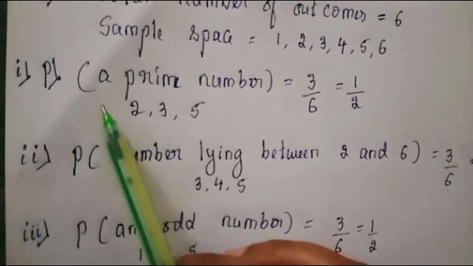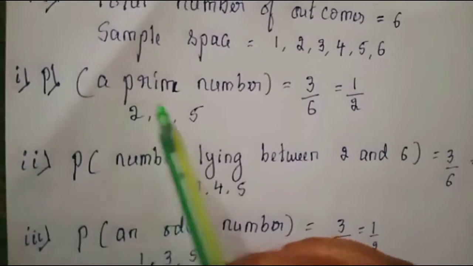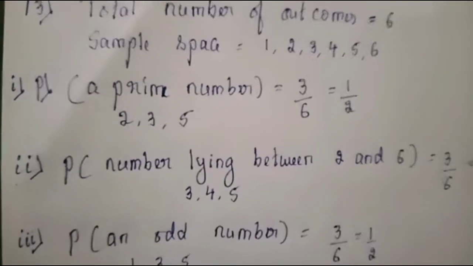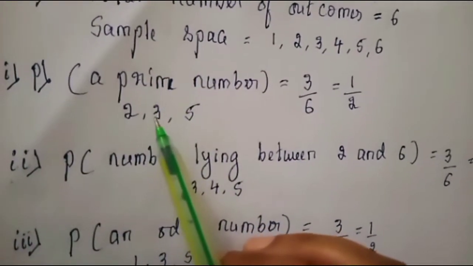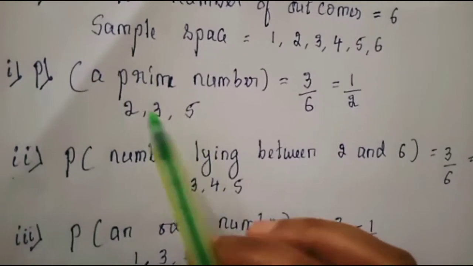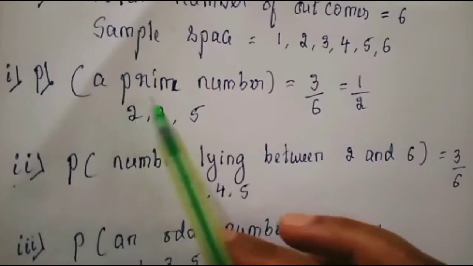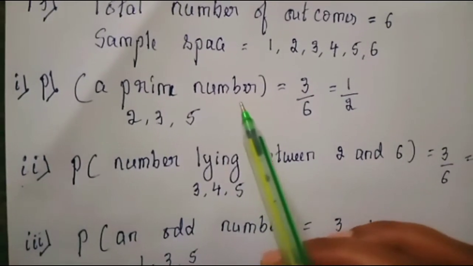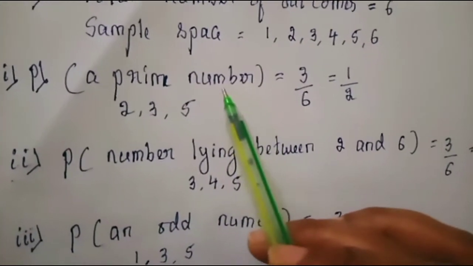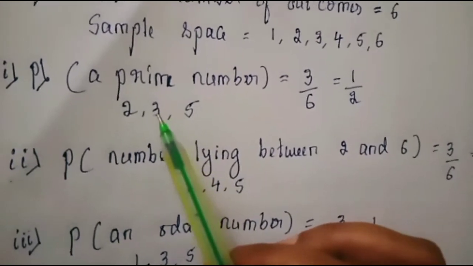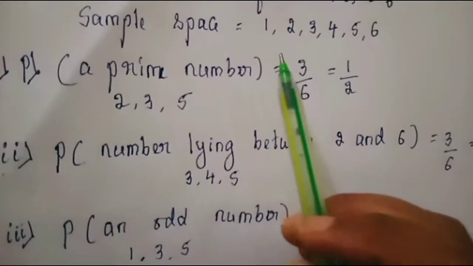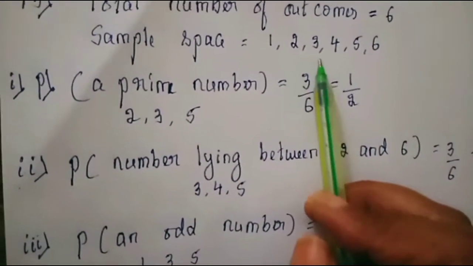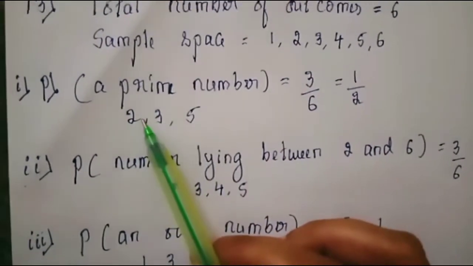So the first question he asks, find the probability of a prime number. Here I have written what prime numbers are. You are not required to write this in the exam; you can write directly the probability of a prime number. First you should know what prime numbers are. Prime numbers are the numbers which have only 2 factors, that is 1 and itself. So 2, 3 and 5 are the prime numbers.